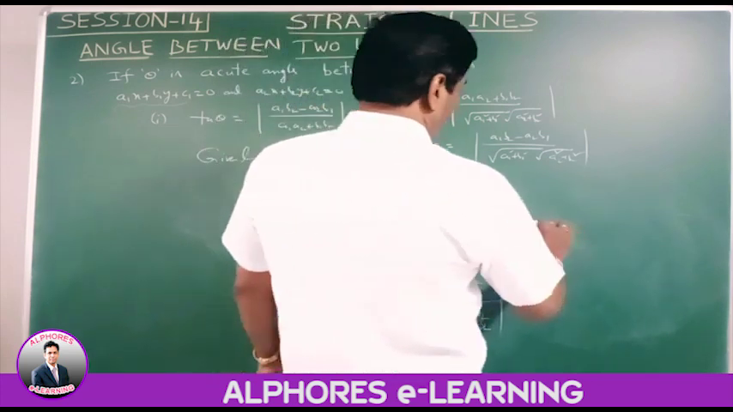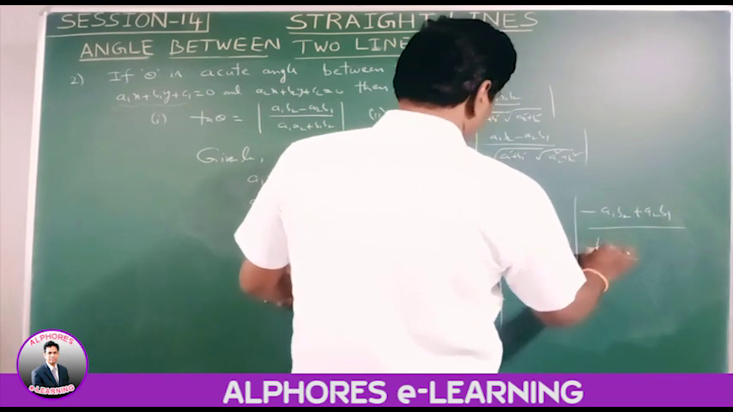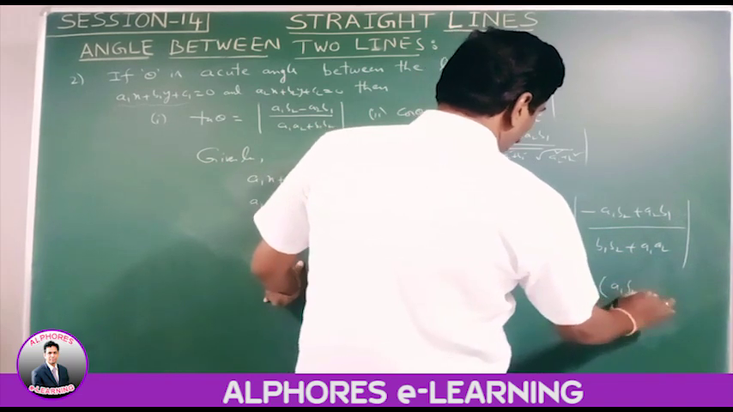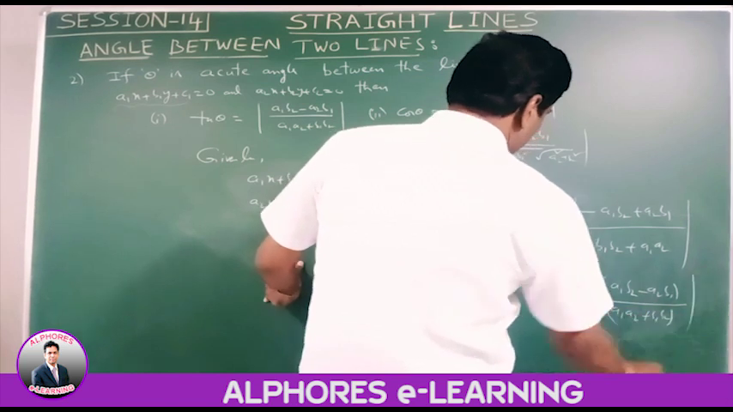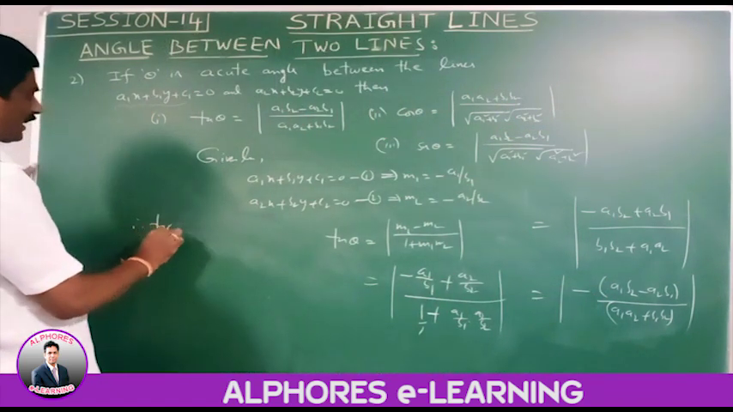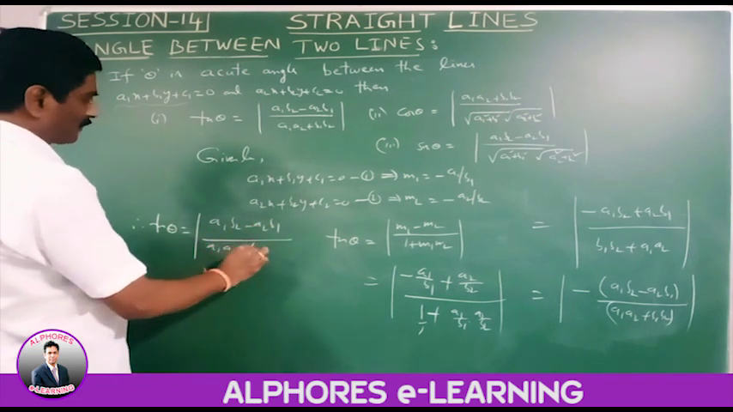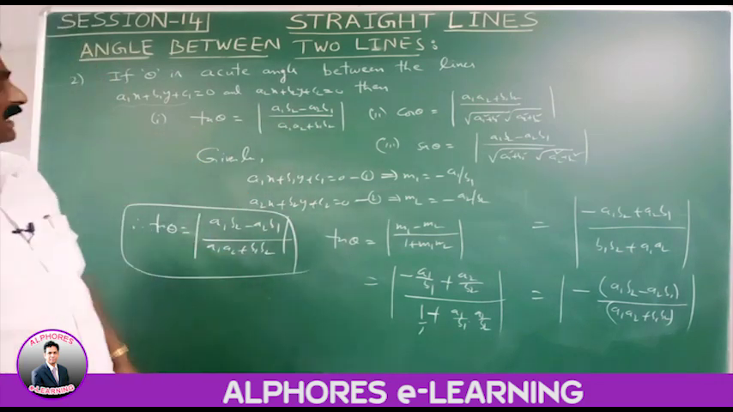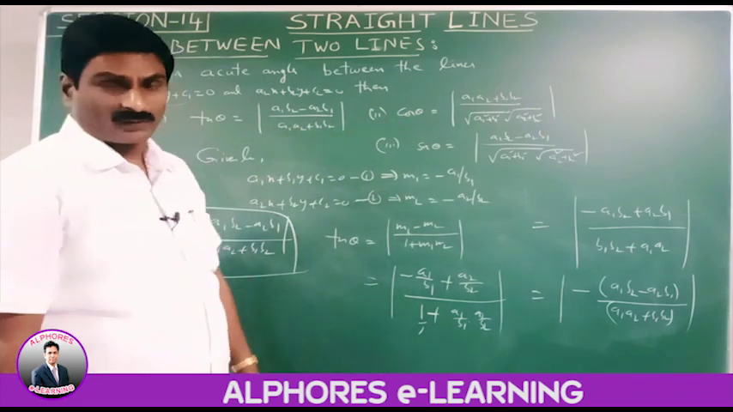These two are cancelled. That is equal to mod of minus a1 b2 plus a2 b1 by b1 b2 plus a1 a2. That is equal to mod of minus of a1 b2 minus a2 b1 by a1 a2 plus b1 b2. A plus b is equal to b plus a. Mod x is equal to mod minus x. Therefore finally we get tan theta is equal to mod of a1 b2 minus a2 b1 by a1 a2 plus b1 b2. It is the required value. Please observe this value. By using the trigonometric properties, we find cos and sin. Okay, please note this value.